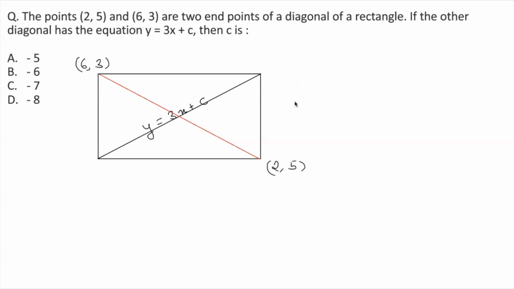And now we know that the other diagonal has an equation y = 3x + c. I have shown that in black already. All right. So this is the diagonal. The black diagonal has equation y = 3x + c.